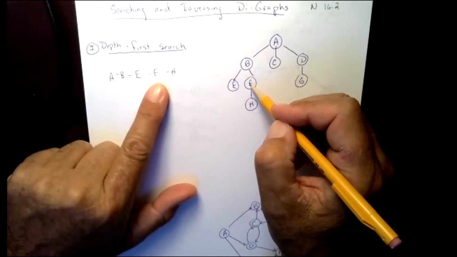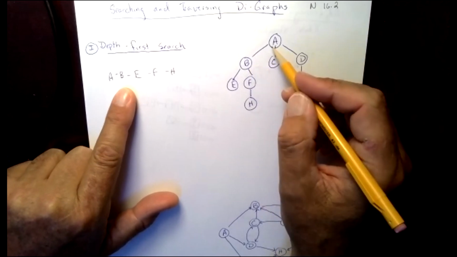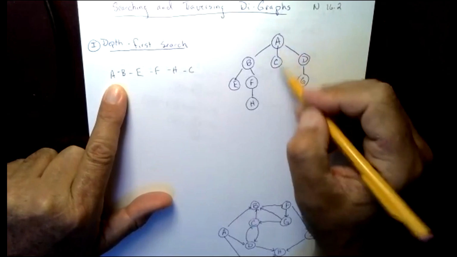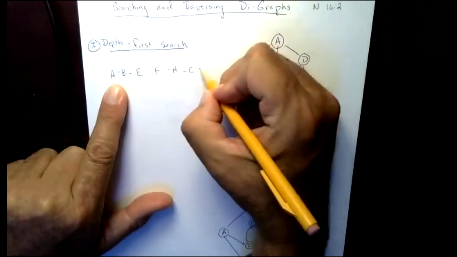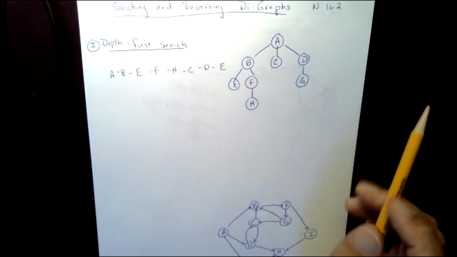F, can I go anywhere new? No. E. B, can I go anywhere new? A, can I go anywhere new? So this time it becomes C. Then finally I start working my way back again. I hit D and I hit the E.